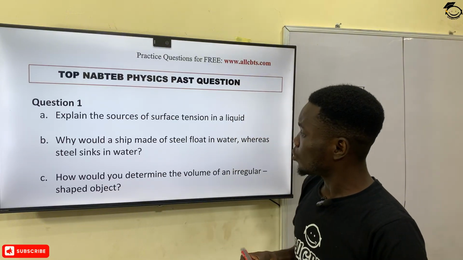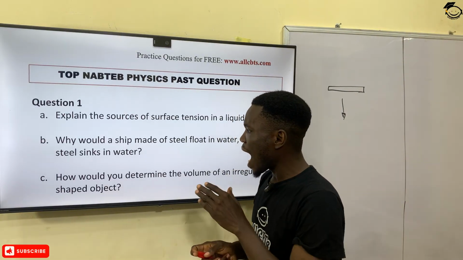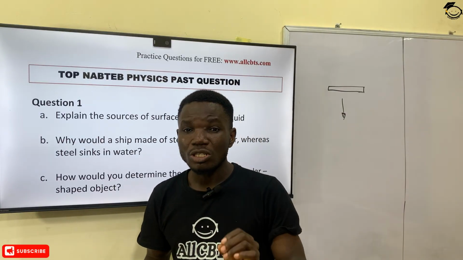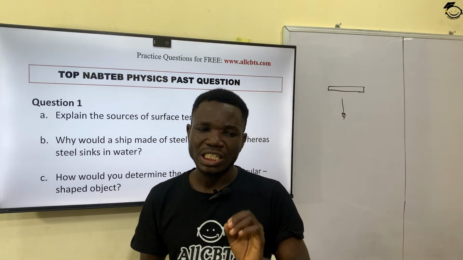Now, moving on to the next question, which is question number 1C. It says, how would you determine the volume of an irregular shaped object?